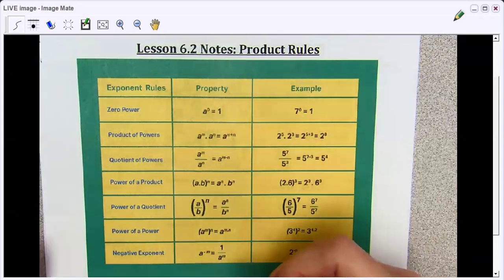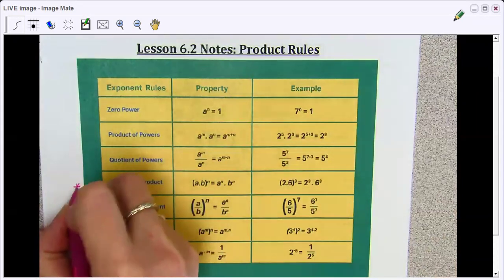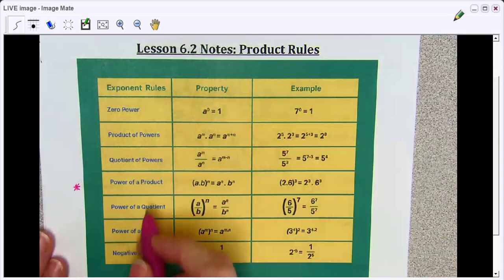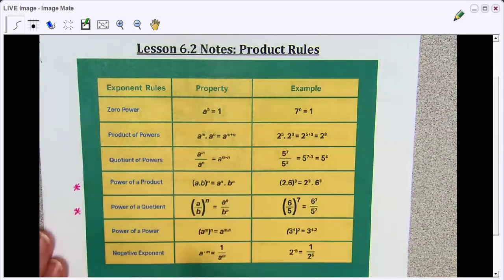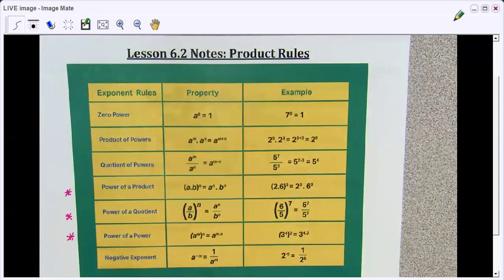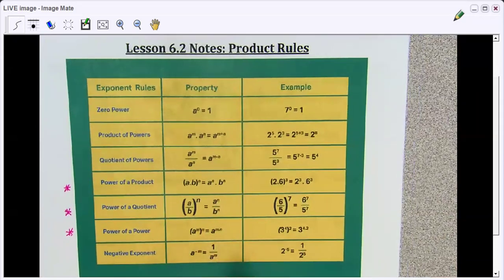Today, we're going to talk about power of a product, power of a quotient, and power of a power. And then the last one is negative exponents. We learned that negative exponents are not allowed. When we see a negative exponent, we need to either move it to the denominator to make it positive, or if it's in the denominator and it has a negative exponent, move it to the numerator. So let's look at what each of these mean.